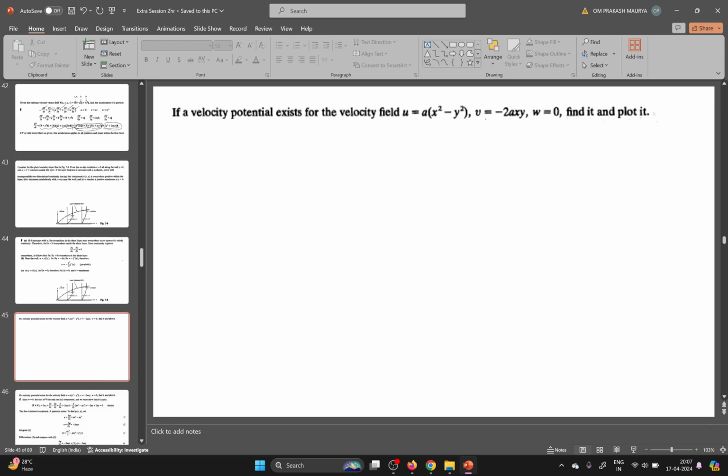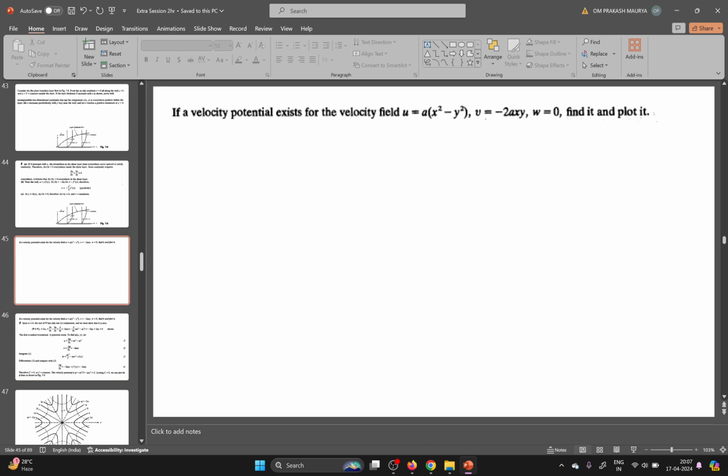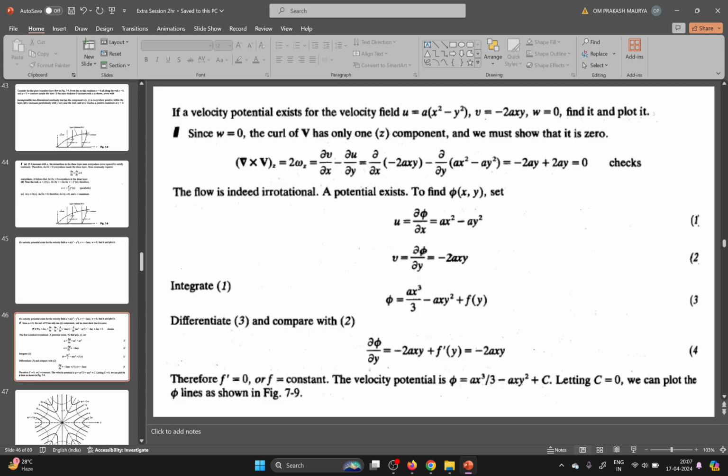Here the answer is given. Your velocity potential is given like that, and u is equal to ax square y square. So how will you calculate? If the velocity potential exists for the velocity field, find out the expression for the velocity potential if this u, v, w is given, and also plot these things.